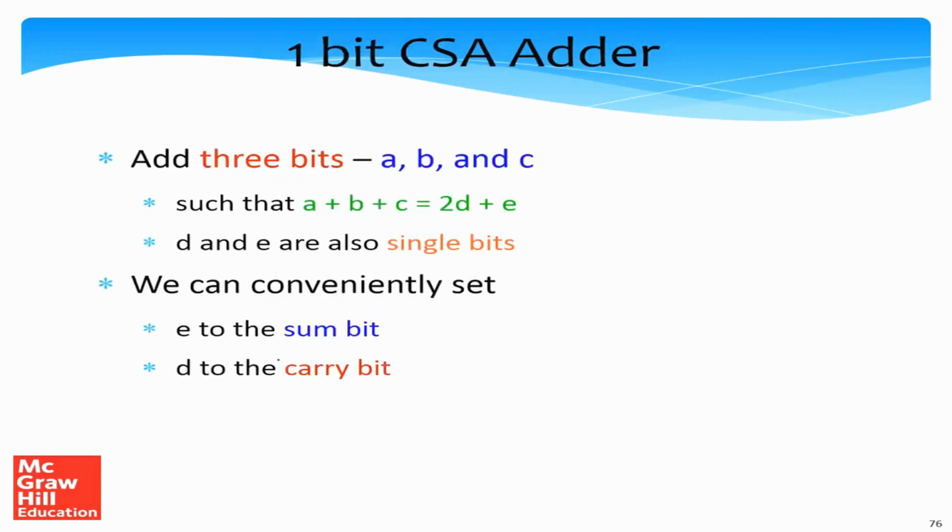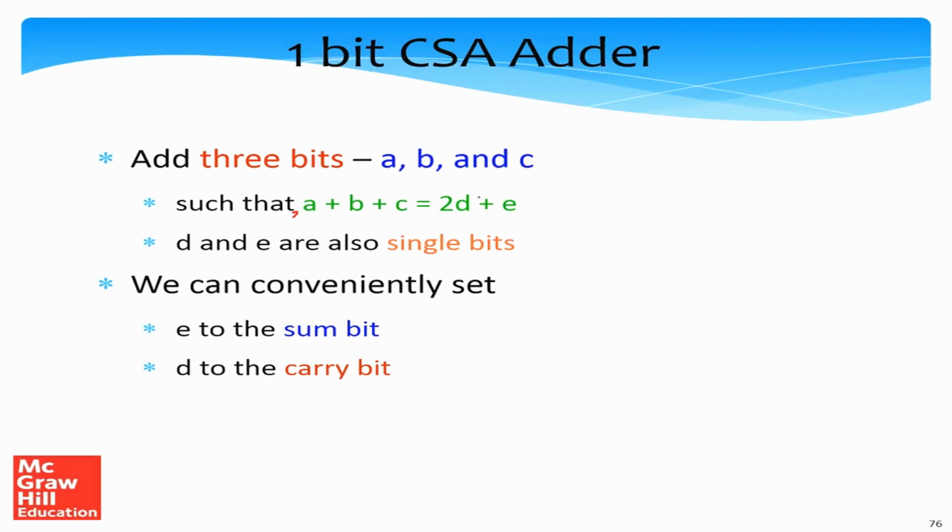The way that we can do it is like this. Let's consider a 1-bit carry save adder, or a CSA adder. Let us add 3 bits A, B, and C such that A plus B plus C is equal to 2D plus E. So D and E are also single bits, and this can be done. I'll tell you why this can be done.